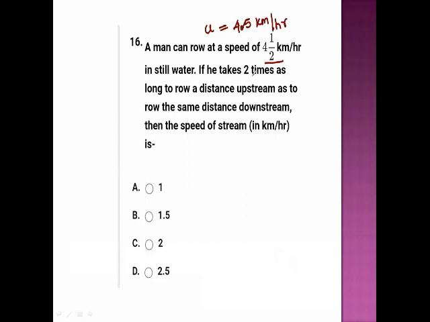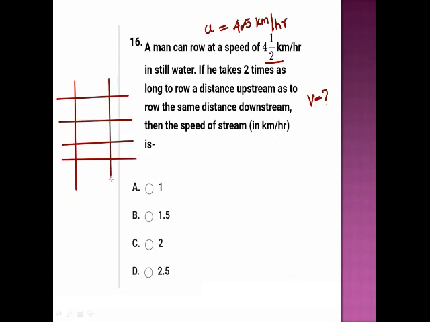If it takes 2 times as long to row the distance upstream as to row the same distance downstream, then they are simply asking what is the speed of the stream. So we need to table the things here for simplification. So what I'm tabling here is every data of the upstream side as well as the downstream side.